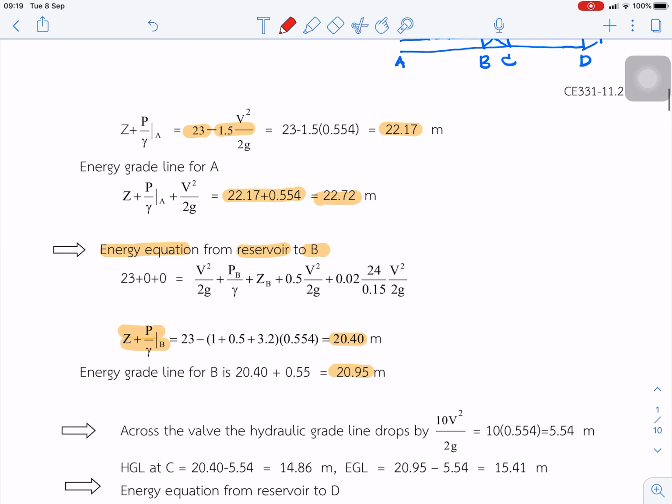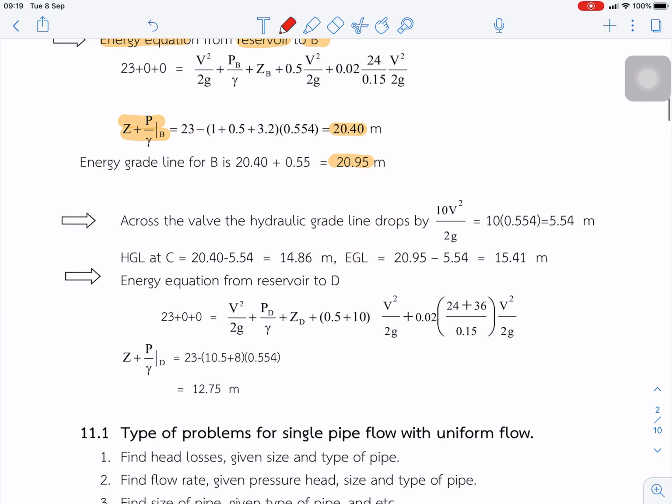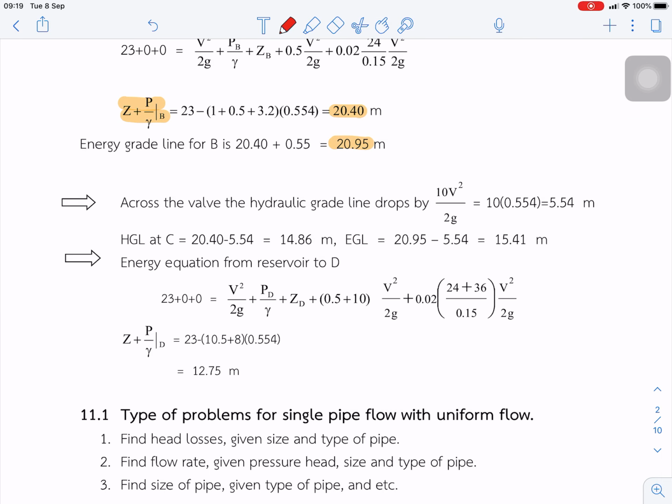So passing through the points across the valve, the energy loss drops by the minor loss of about 5.54. We just subtract from the hydraulic grade line to get 15.86, and the energy grade line is 15.41.